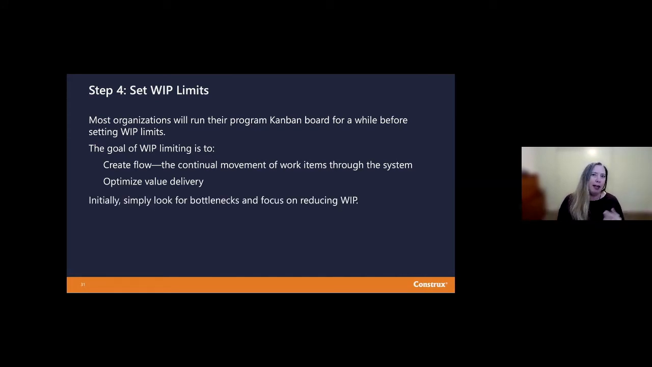Initially, I recommend that you just run the Kanban program board for a little while, look at any bottlenecks in the system where work is either starving or stacking up, and also focus on reducing WIP. A lot of times, if you really take a step back and look at how many teams you have and how many epics or features you have in flight, you recognize that you're spreading those teams across more work than really makes sense. You'd be able to deliver value to your customers' hands much more quickly by having the teams focus on a smaller set of those features or epics at any one moment in time.